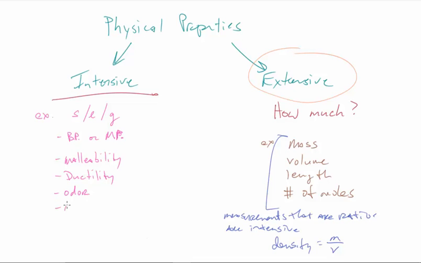The other one that may not be as obvious is magnetism. Whether a metal is magnetic or not is an intensive property. It doesn't matter how much of the metal I've got, it's still magnetic, right? Or it's not magnetic, whatever it is. And then another one that I gave you over here is density. And that's one of the tricky ones because it is a ratio of your extensive properties, but that does make it intensive. All right?